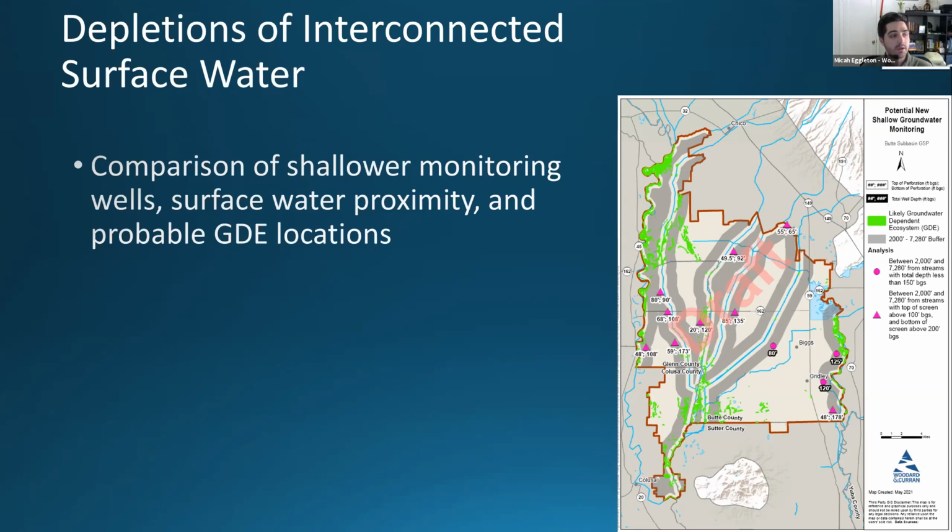really the stream flow is really influential in those, but our groundwater, surface water interaction and the gray strips that we've specified here are the areas that we're looking at for a lot of our wells and GDE locations, which are also plotted in green.